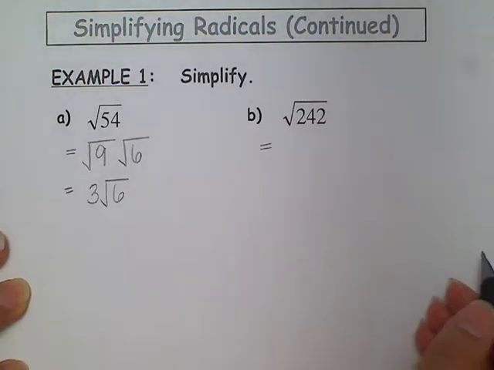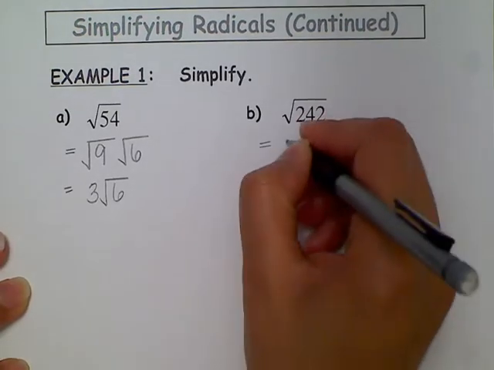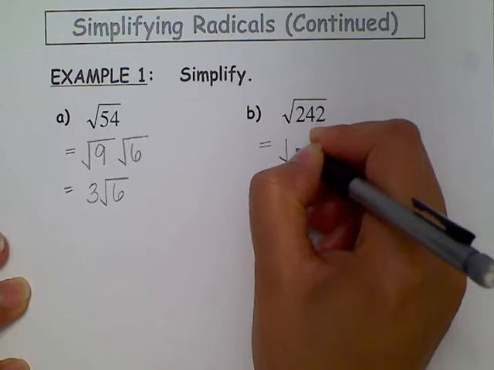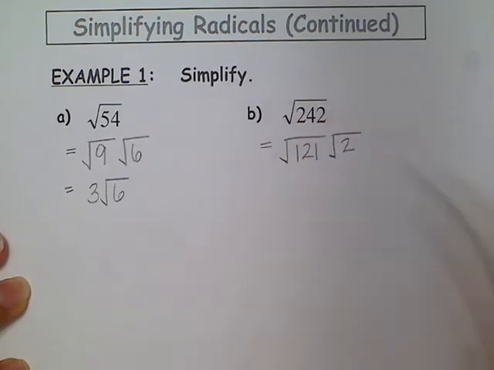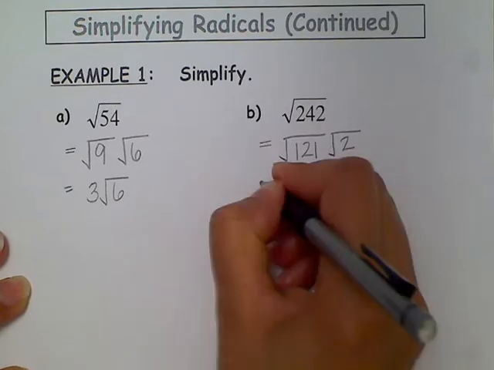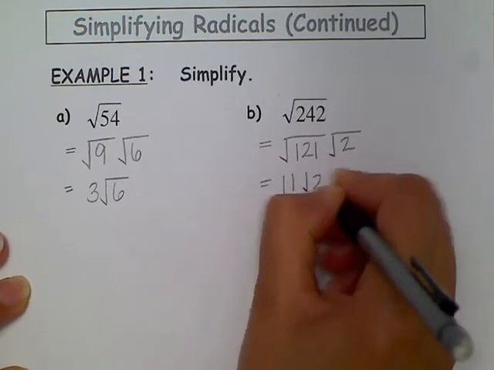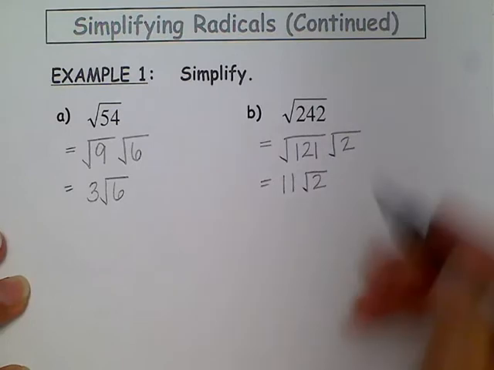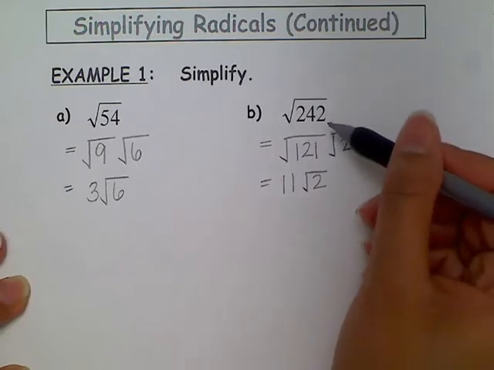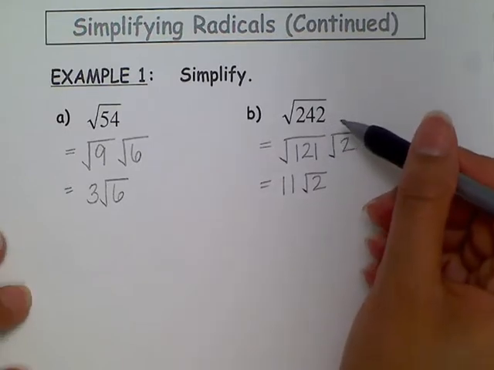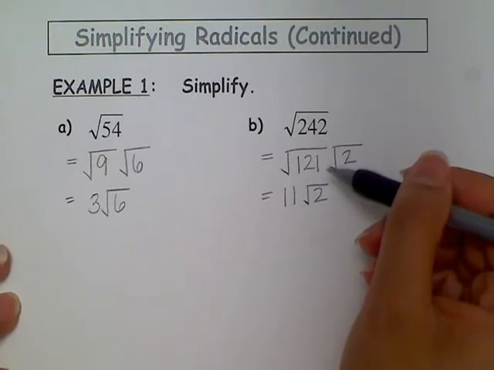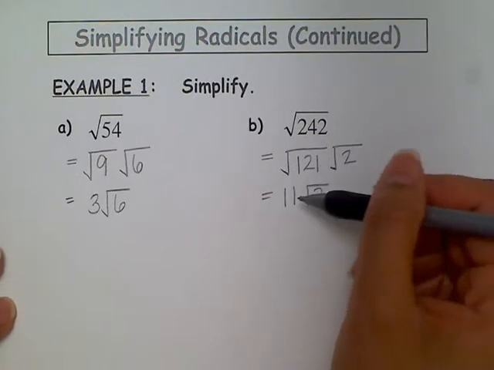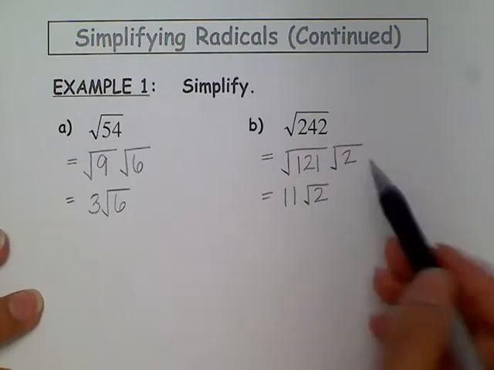The square root of 242. Now, if I break this up, I know that 242 can be broken down into 121 times 2. And the square root of 121 is 11. And then the square root of 2 stays the way it is. Okay, so you really need to think about what your perfect square factors are in order to get really good at this. And I know my perfect square factor that goes into 242 is 121. And the square root of 121 is 11.